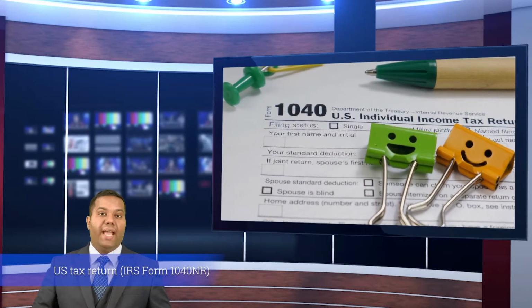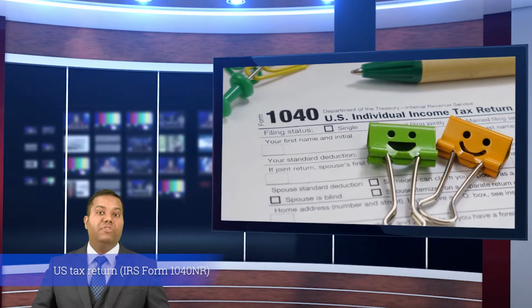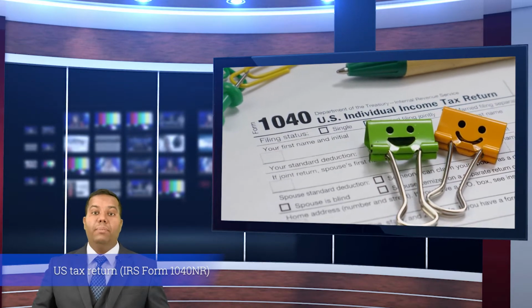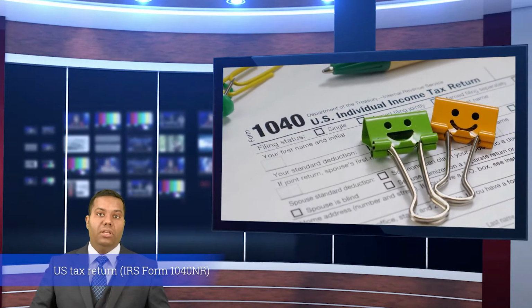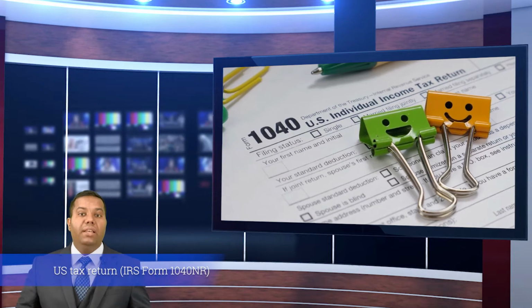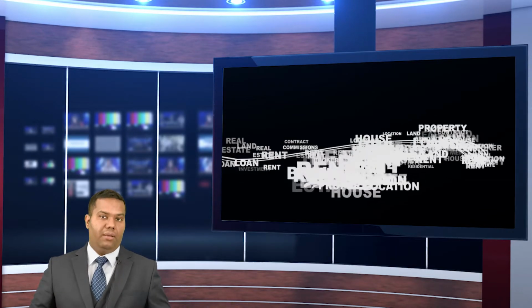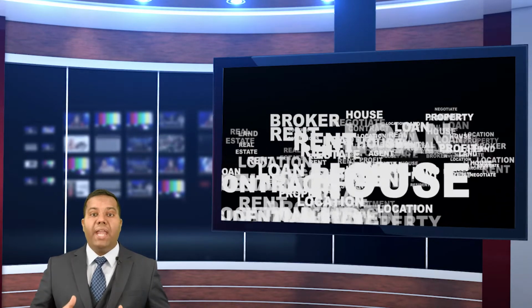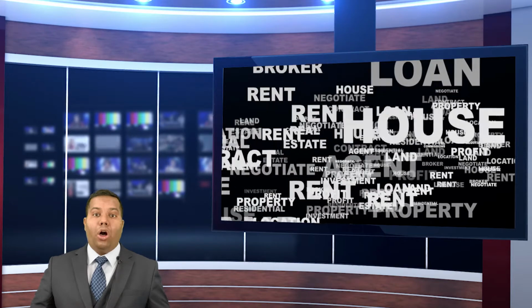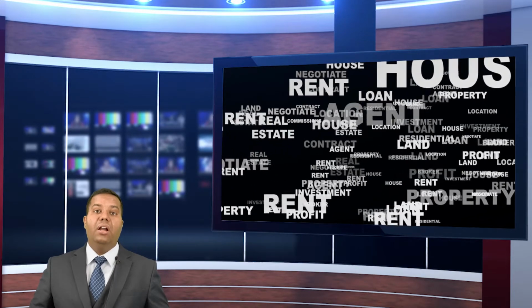If you elect to pay taxes on a net profit basis, you must file a US tax return to determine the amount of US tax owed. If you elect this option, you will need to apply for a US tax identification number. Always report your US rental income. Please keep in mind that you must report all US rental income earned to the CRA.